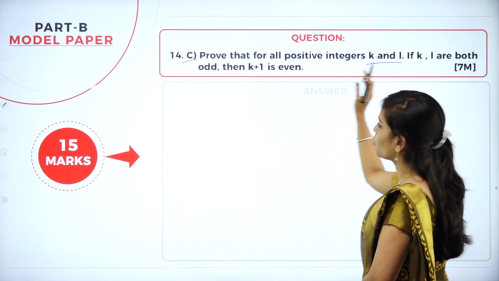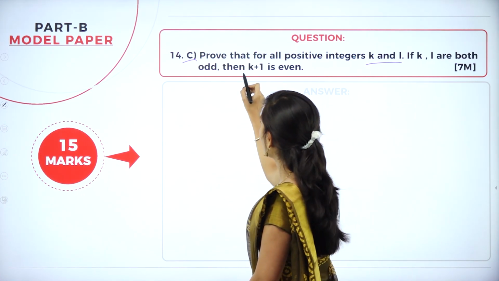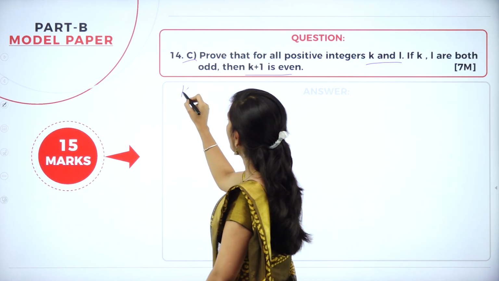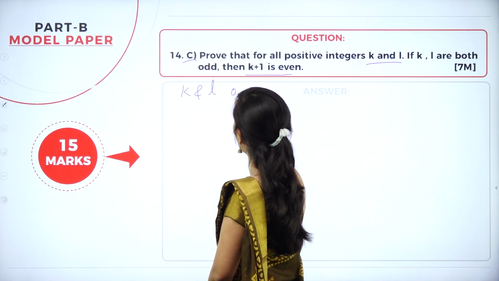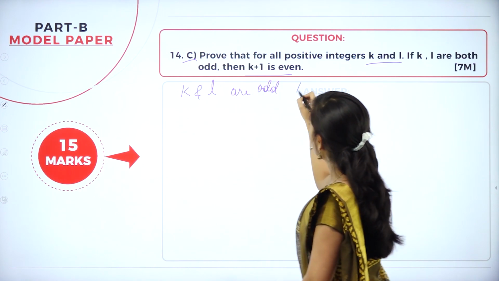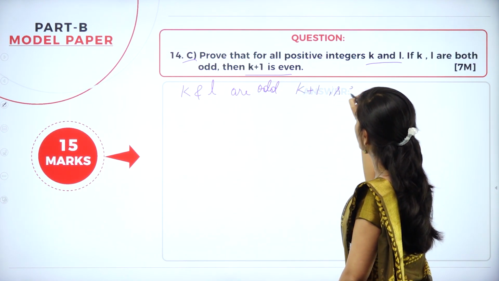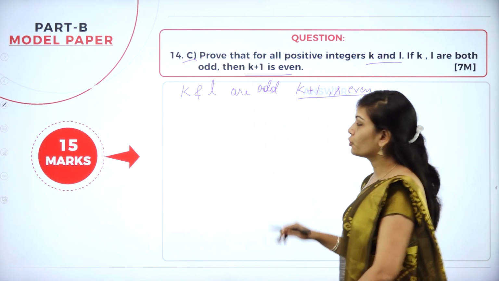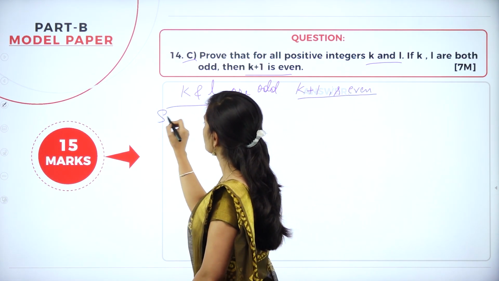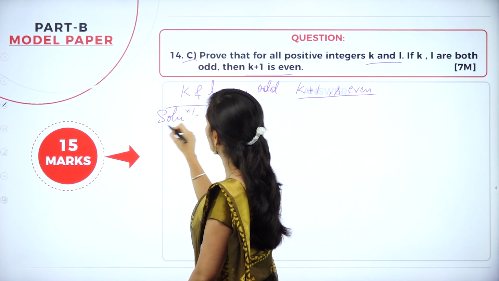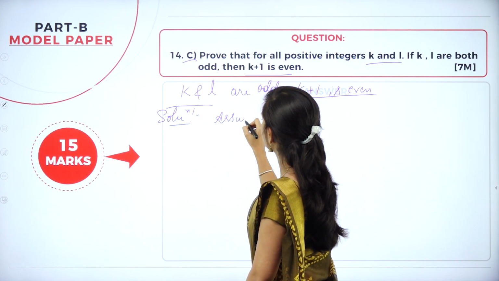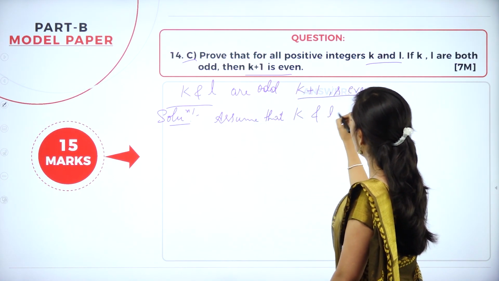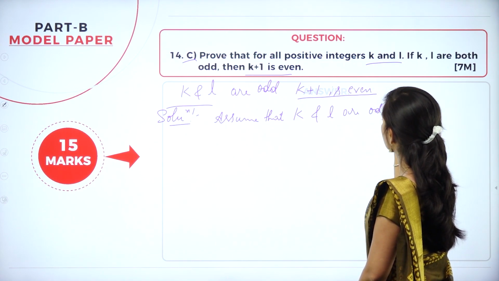then k plus l is even. So here we have to prove that if k and l are odd, then k plus l is even. So here we have to prove that k plus l is even. So the first step is the solution. Assume that k and l are odd.